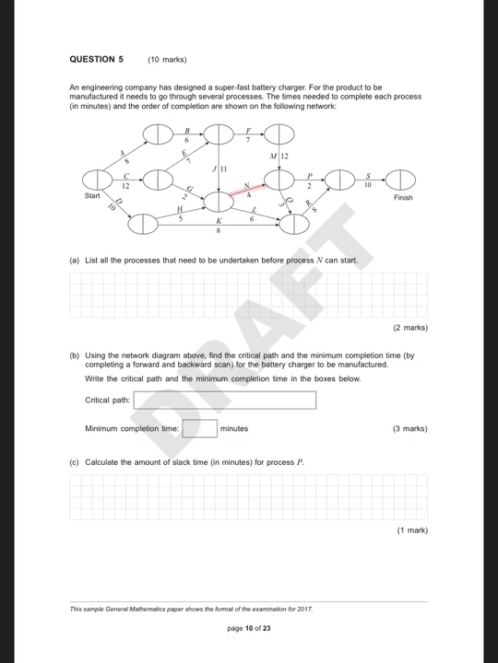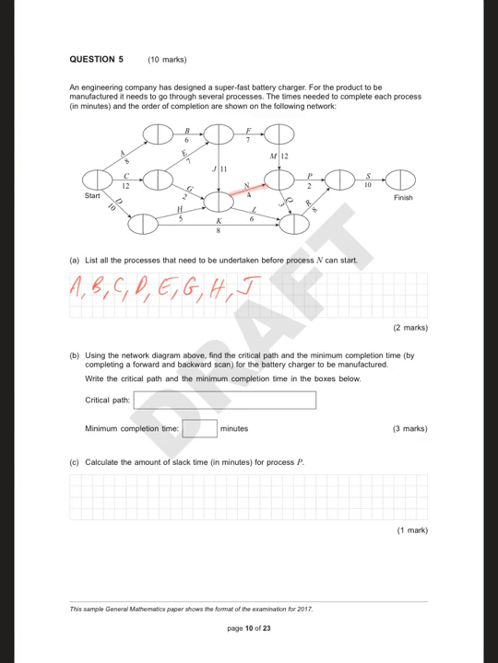So N is here. One of the prerequisites requires J, G, H, so it needs all of this. So it needs A, B, C, D, E. Doesn't need F, G. It needs H, and it needs J as direct prerequisites.